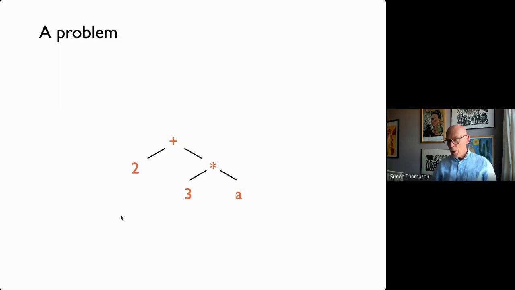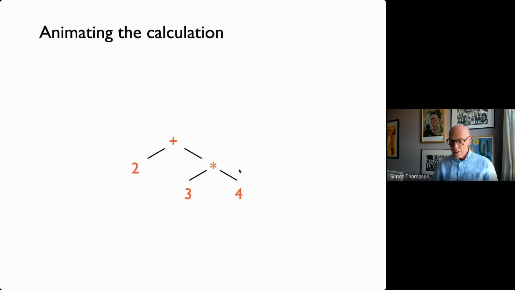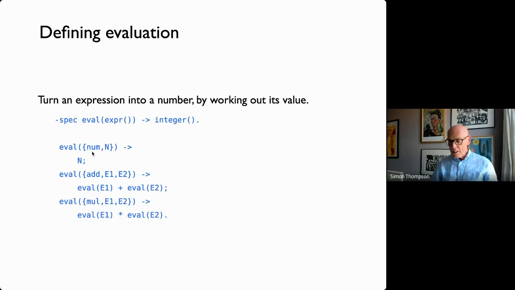But imagine we have this expression. We've got 2 plus 3 times a. What's the value of that? Well, the answer is we can't give it a value because it has this variable here. So we have to change what we're doing and change a number of things. And what I'm doing here is showing you how we have to change the answer I gave just back here. What I said here, to evaluate a number, just return the number. To evaluate addition of two expressions, just evaluate each one and add, and so on.